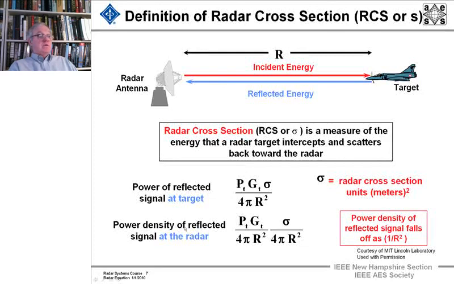And the power density of the reflected signal at the radar is just dividing by another 1 over 4 pi r squared as that wave expands backwards. So you can see that the power density of the reflected signal falls off as 1 over r squared. The transmitted signal falls off as 1 over r squared. So there's going to be a 1 over r fourth so far, as we're on our way to develop the equation.